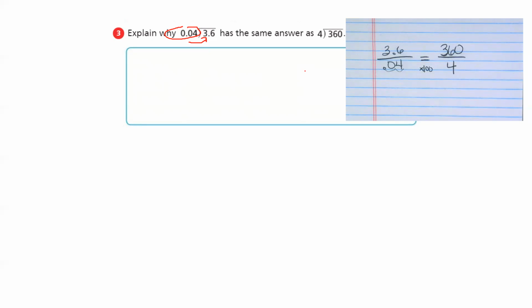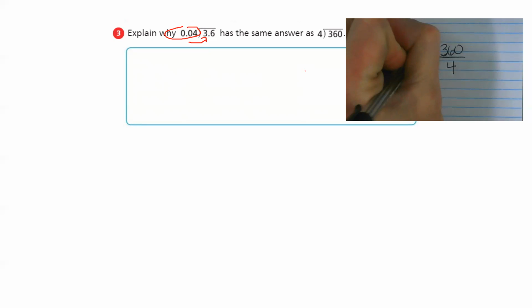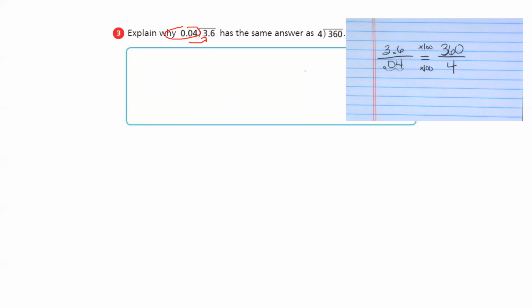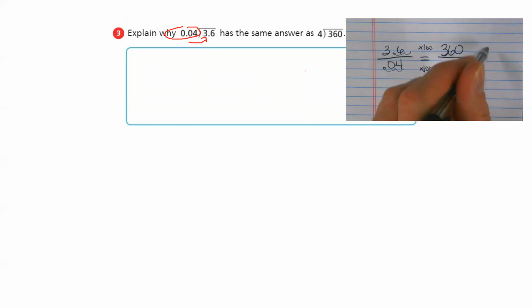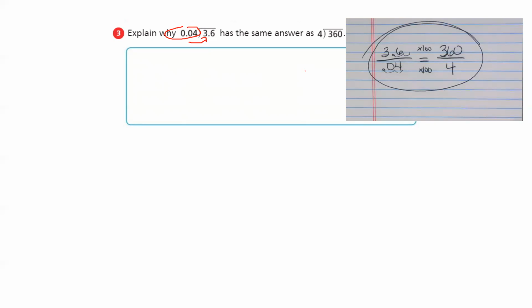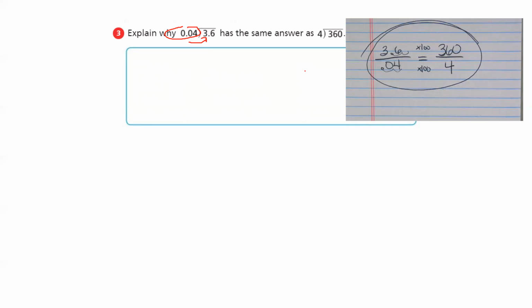So if you multiply the bottom by 100, and you multiply the top by 100, it turns into 360. So this would be a perfect answer for number 3, if you literally just show that they're equivalent fractions.